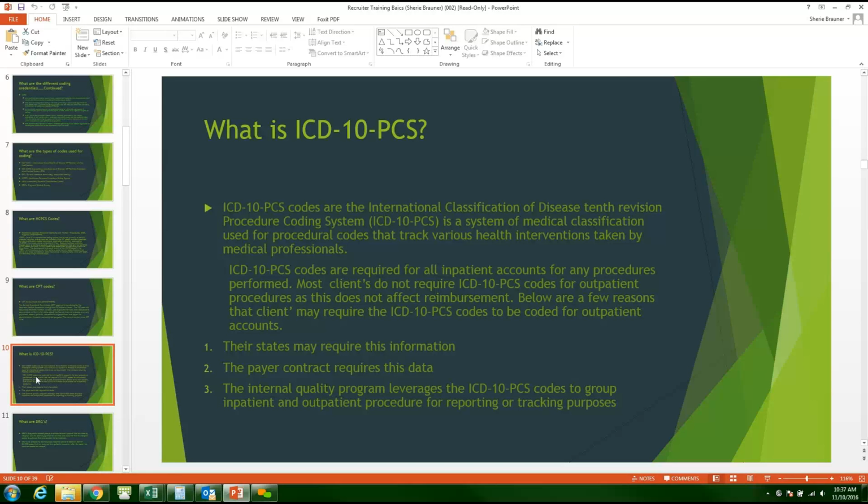Their state may require this information. The payer contract requires this data. The internal quality program leverages the ICD-10-PCS codes to group inpatient and outpatient procedures for reporting or tracking purposes. So it's basically just for reporting.